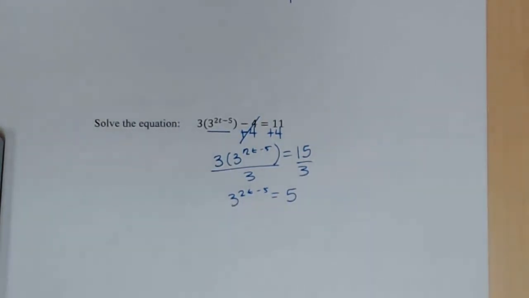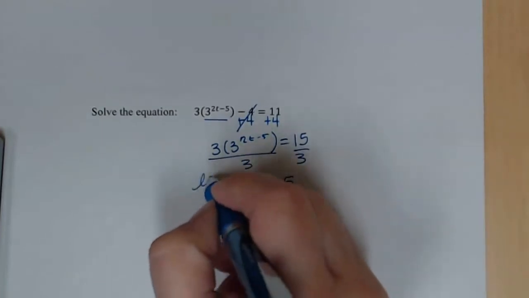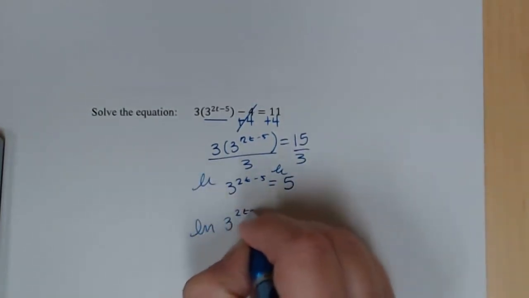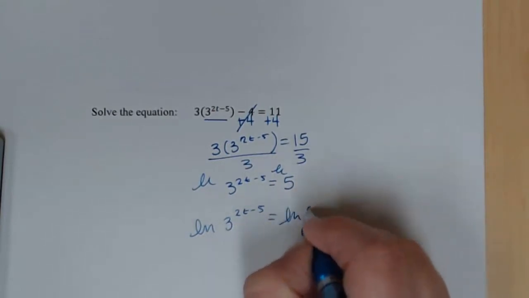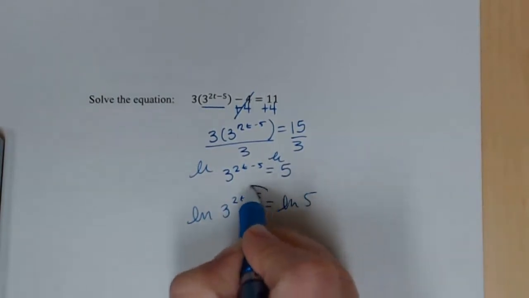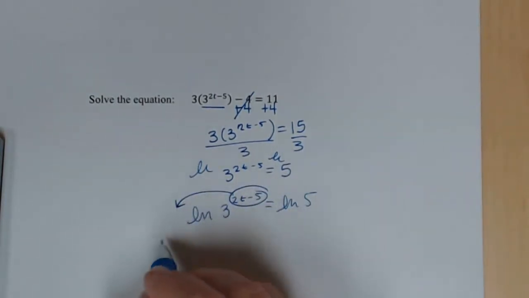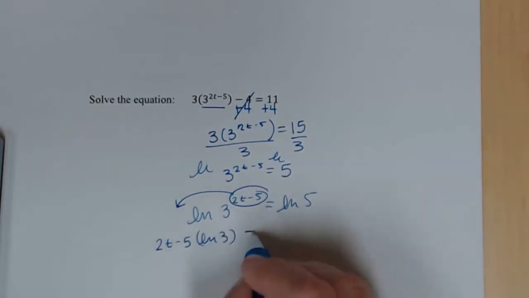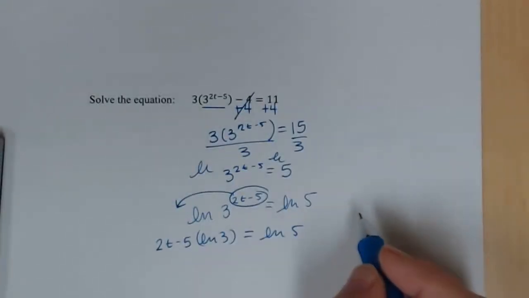I really like working with my ln in order to work with that. So I just ln both sides. So it gives me ln of 3 to the 2t minus 5 equal to ln 5. The benefit of logging both sides like this is I can now use my power rule and bring that out front to give me 2t minus 5 times ln 3 equal to ln 5.